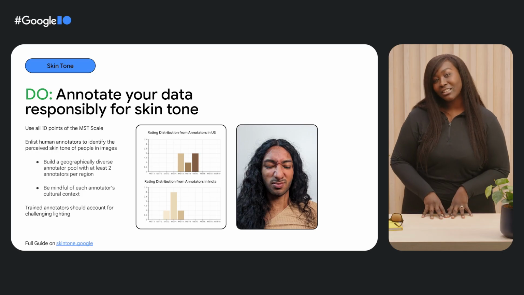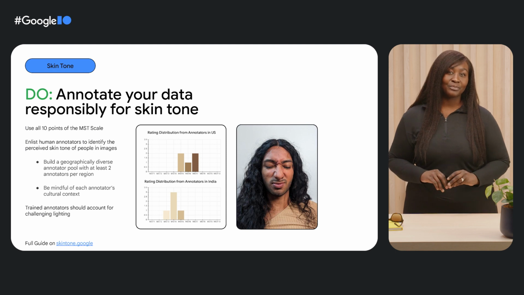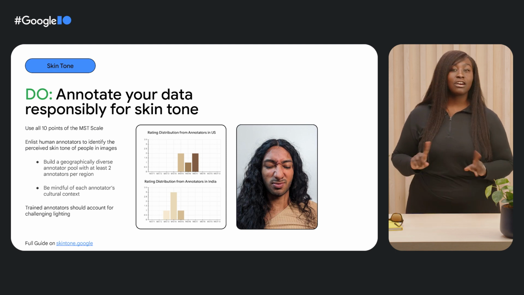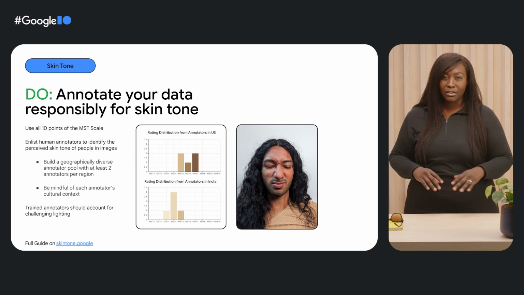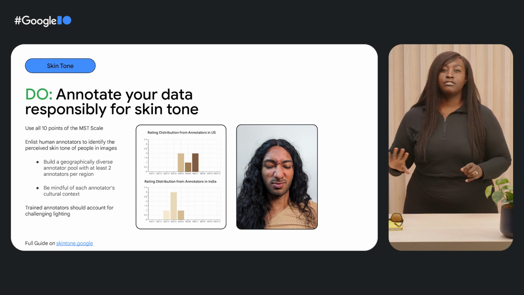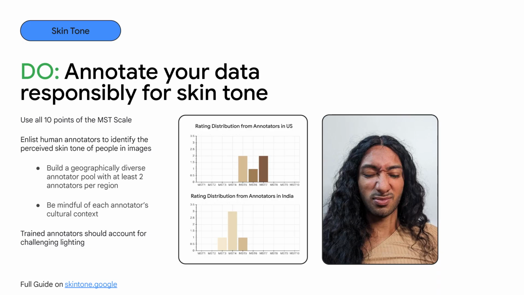Our next tip to practitioners is to try and annotate your data responsibly for skin tone. A person's skin tone is not a single color across their body or even an RGB value, but a range of shades across a complex surface. In order to capture this nuance, we recommend using all the tones of the MST scale. Don't group points into categories like light, medium, and dark, as that will hide some of the important nuances.